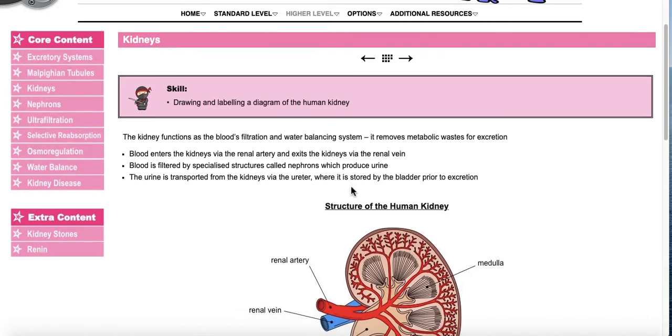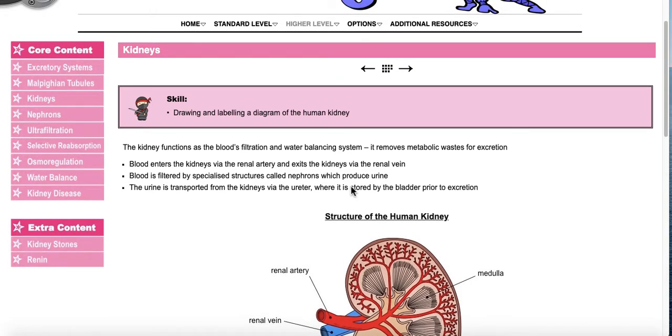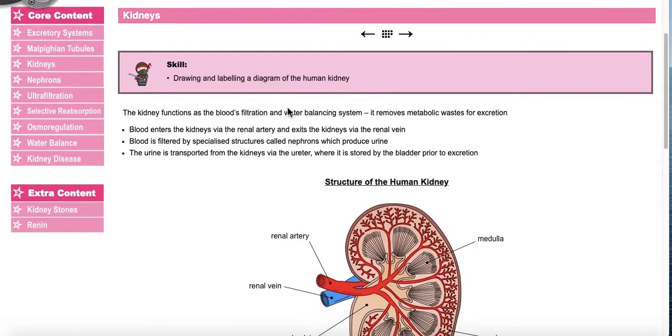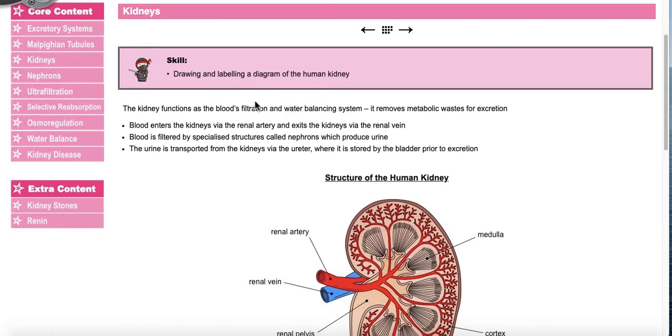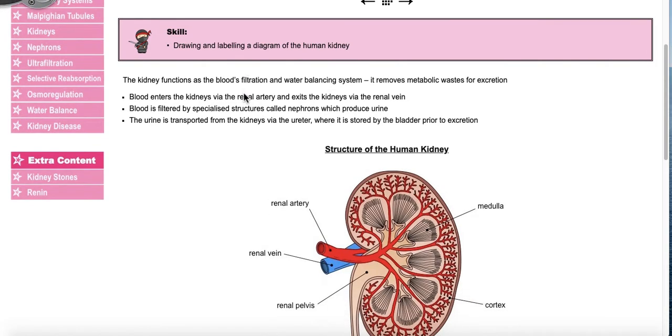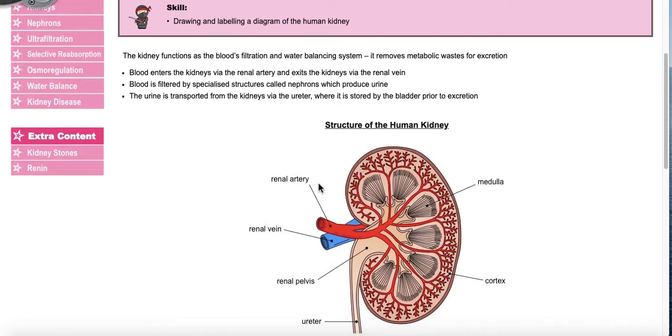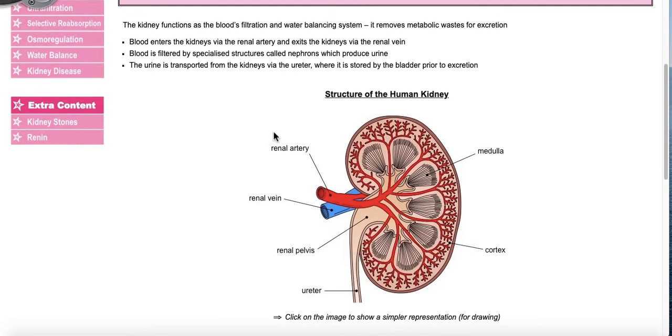Hello students, today we continue with 11.3 and we're going to be looking at the kidney. So the skill for this section is for you to be able to draw and label a diagram of the human kidney. So here we have the structure of the human kidney, and you have to understand the different parts of the human kidney and what each part does, so the function.